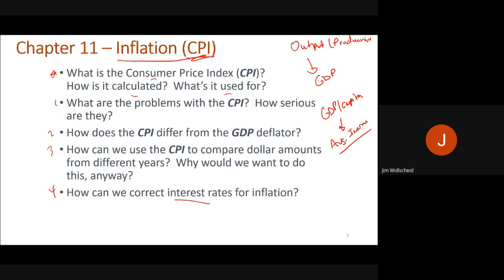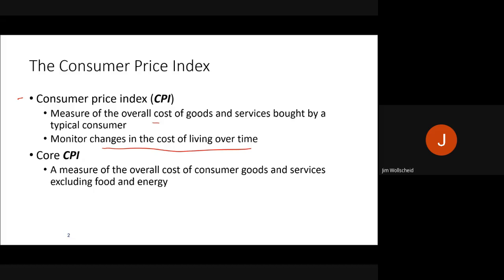Nothing there really, just an outline of what the chapter is. And as I said, we'll talk about the first one today. What is CPI and how is it calculated? By definition, the CPI measures the cost of goods and services bought by the typical consumer. What does the typical person buy? And we do that to monitor changes across time.